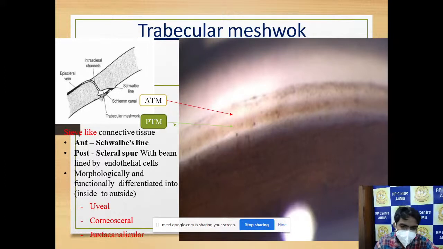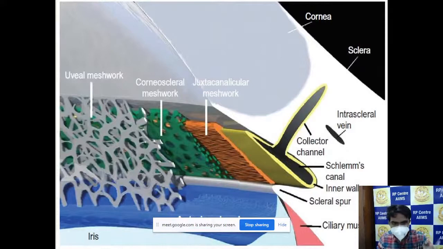In these, the trabeculae are arranged with different pore sizes where the filtration goes on in a microscopic structure. So morphologically and functionally, the trabecular meshwork is differentiated into three types, from inside to out, when we go from the anterior chamber out onto the sclera: uveal meshwork, corneoscleral meshwork, and juxtacanalicular meshwork. Coming to the structural view of the animated structure of the trabecular meshwork, from in to out.